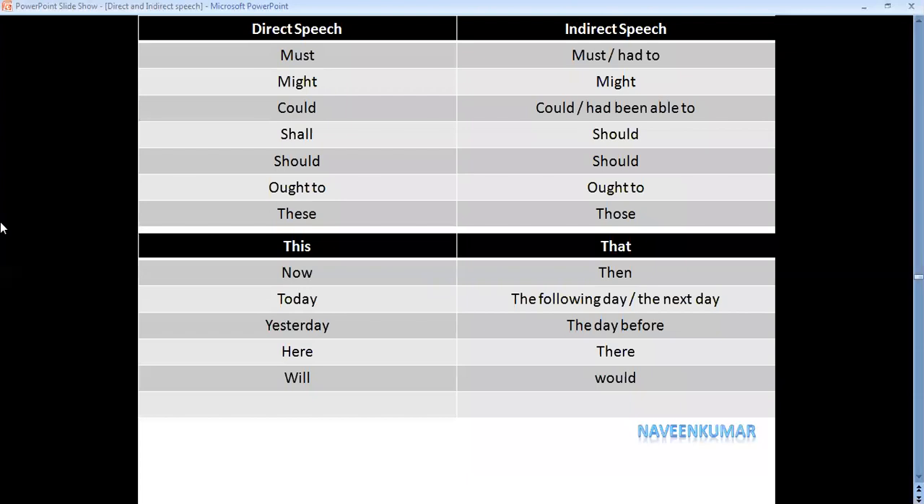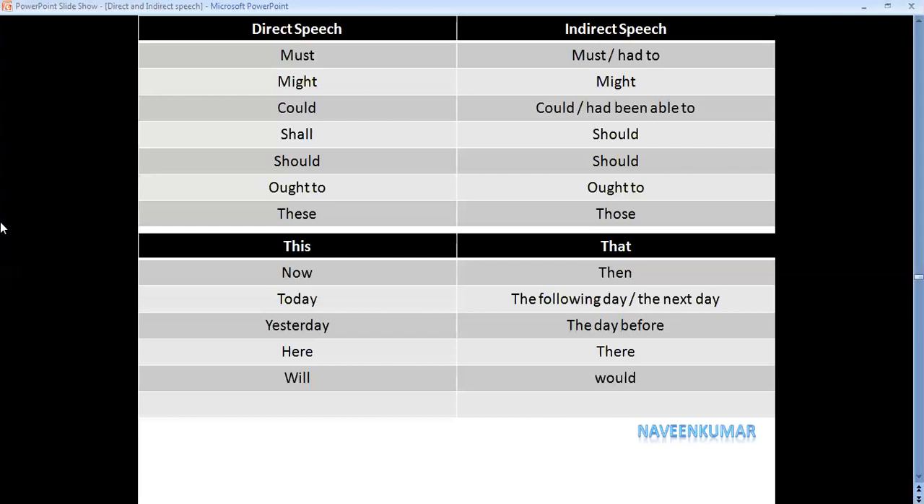These becomes those. This becomes that. Now becomes then. Today becomes the following day or the next day. Yesterday becomes the day before. Here becomes there. Will becomes would. So these are the changes of direct speech into indirect speech, both tenses and modal verbs.